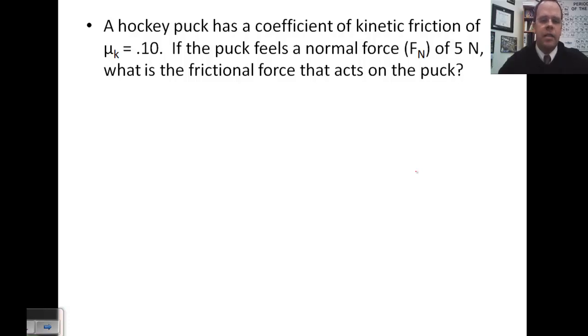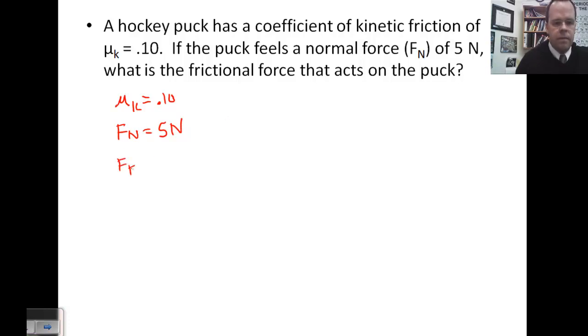A hockey puck has a coefficient of kinetic friction of 0.10. If the puck feels a normal force of 5 newtons, what is the frictional force that acts on the puck? So in this case, we are given information. Mu sub k is 0.10. Remember, there are no units on coefficient of friction. Force normal is 5 newtons. We're looking for force friction.